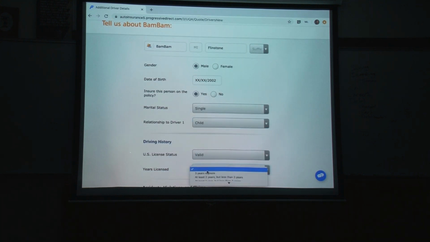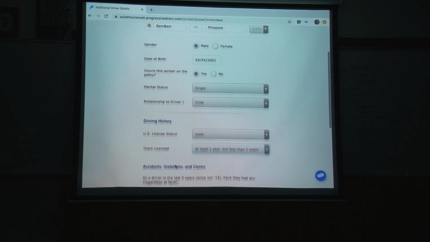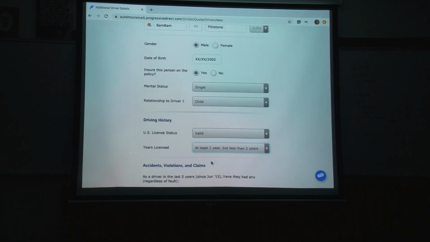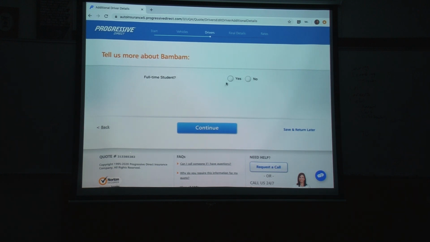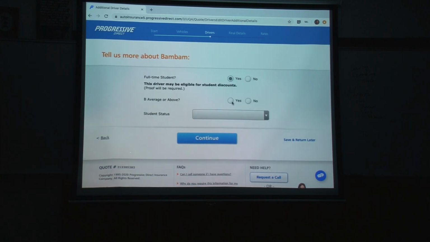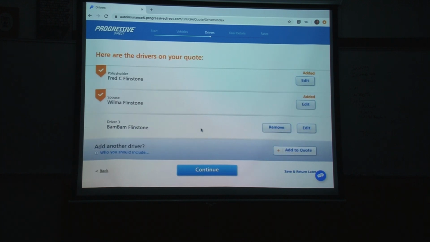Driving history, we're going to say that they've had a license at least 1 year, but not less than 2 years. So, okay, we're going to say that Bam Bam has no tickets and no accidents for now. Now, we're going to say, yes, a full-time student. This is where good grades come into play. You get a good driver discount. And this student is living at home, attending school in state.